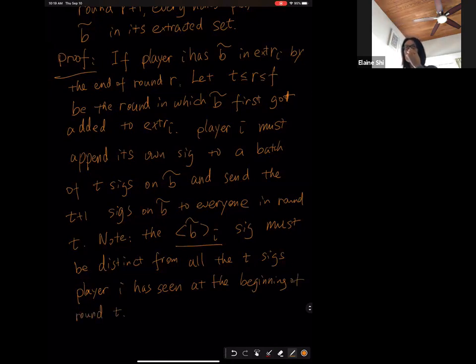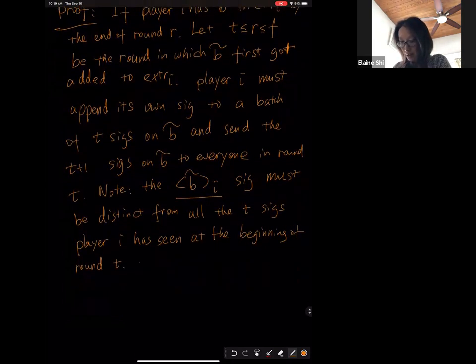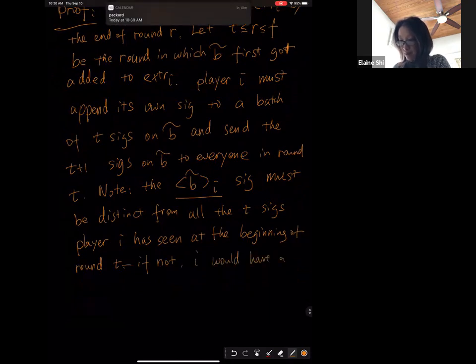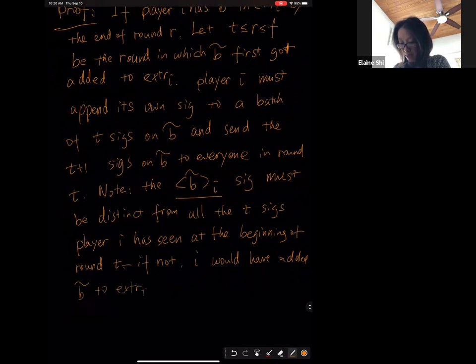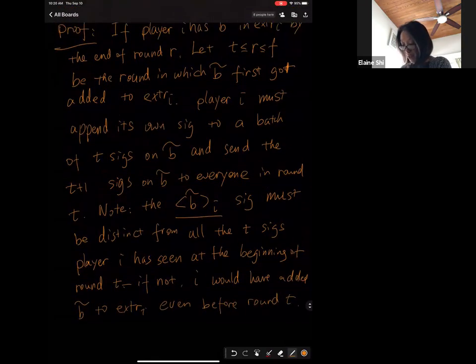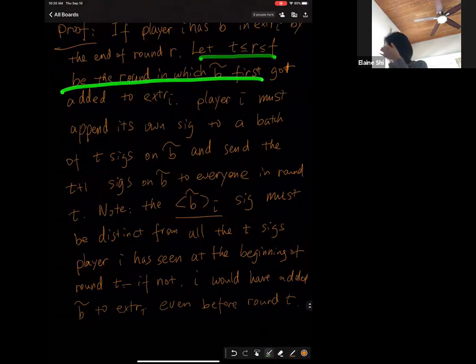Because if not, then player I would have added B tilde to extracted I even before round T. But by our assumption, T was the round in which B tilde got added to extracted I.